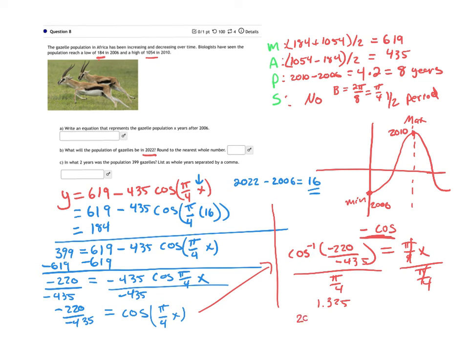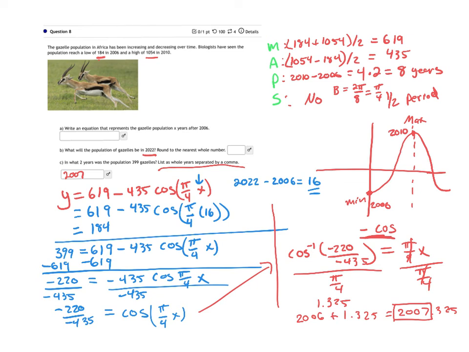Now, that's how many years it was that the population hit 399. So if we started in 2006 and I add 1.325, that will be 2007.325. But I just want to know the whole year. So in what year? Well, the first year is 2007. So that was the first year that happened.